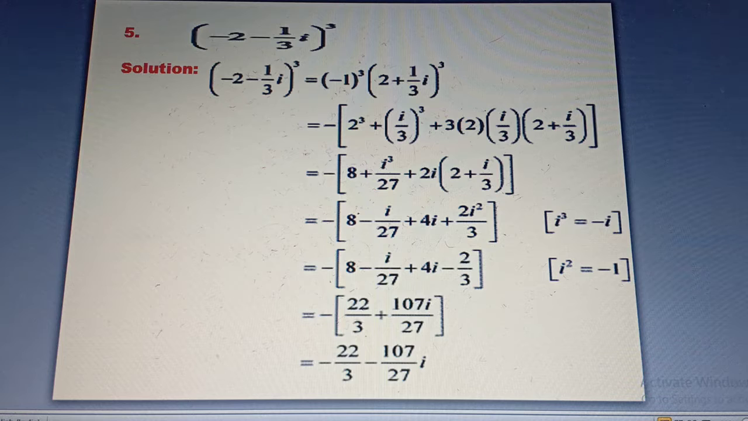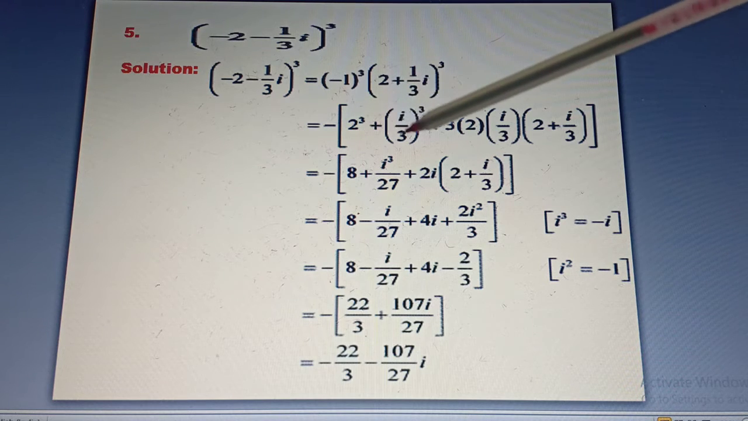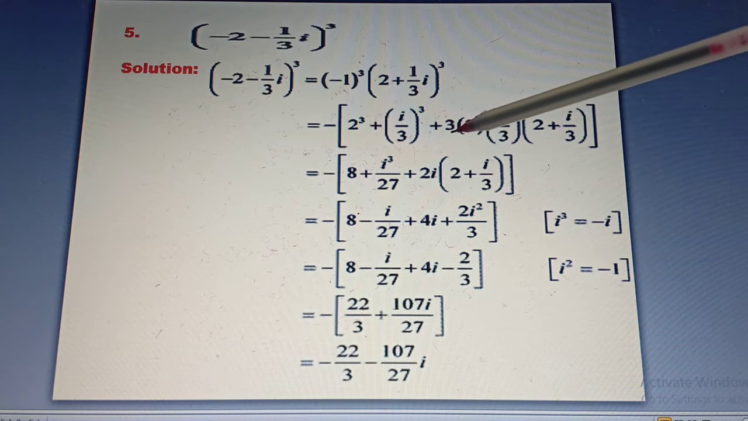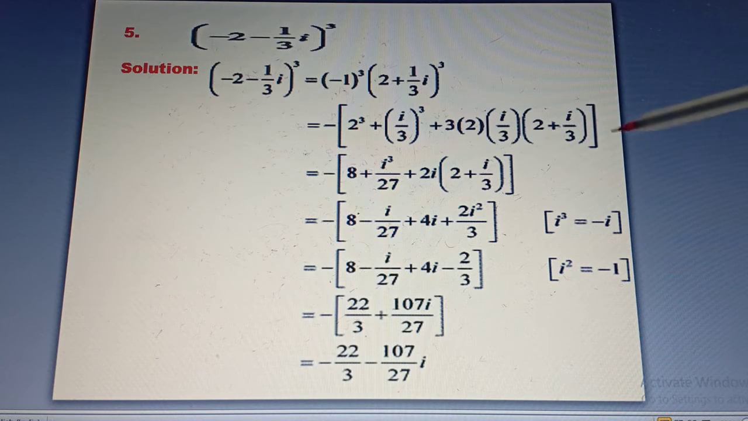The next is a similar type of question, where the expression is given with a cube. First you have to use the formula for a minus b whole cube. Students, you can take minus 1 common here. The minus 1 cube will be there, and if you take minus common, then both will be plus. So 2 plus i by 3 whole cube. Minus 1 cube is minus, and for a plus b whole cube, a cube plus b cube plus 3a square b plus 3ab square, that is 3ab into a plus b.